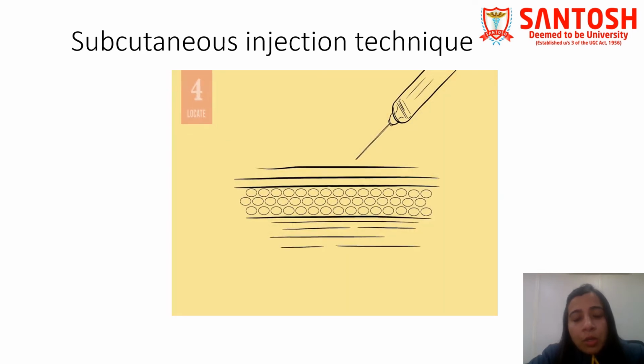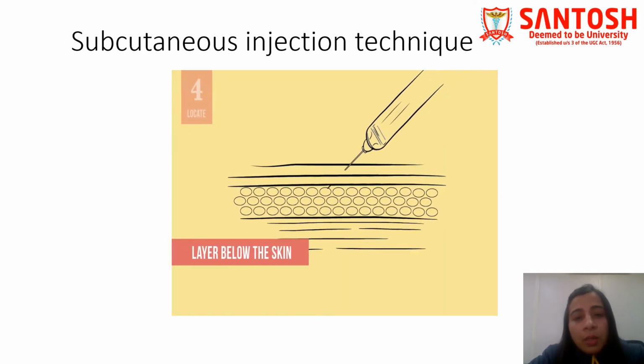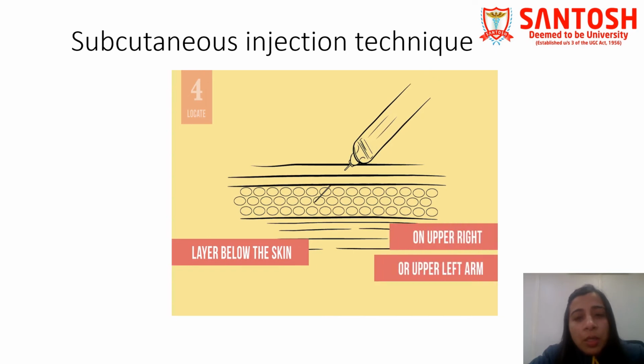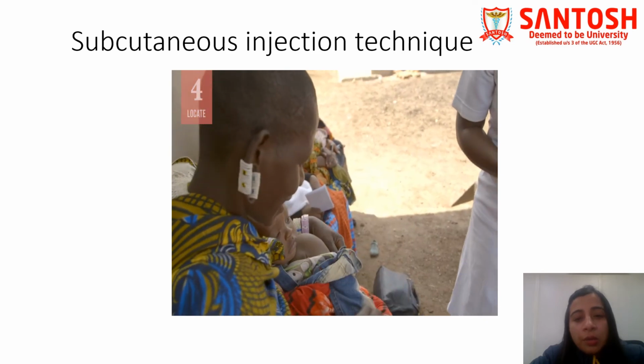A subcutaneous injection is given into the layer below the skin. Let us see this figure carefully. For a subcutaneous injection, the needle and syringe are at a 45 degree angle, and it has to go into the layer below the skin. Always check the national guidance to find out if a particular site is recommended for the specific injection you are giving. Make sure the infant's arm is bare.